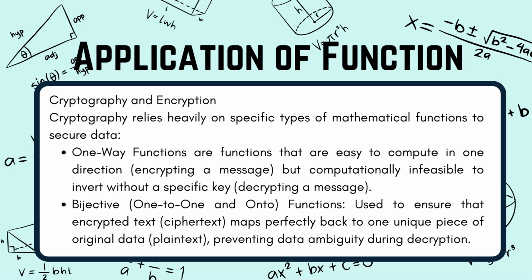Bijective, one-to-one and onto functions are used to ensure that encrypted text, ciphertext, maps perfectly back to one unique piece of original data, plain text, preventing data ambiguity during decryption.